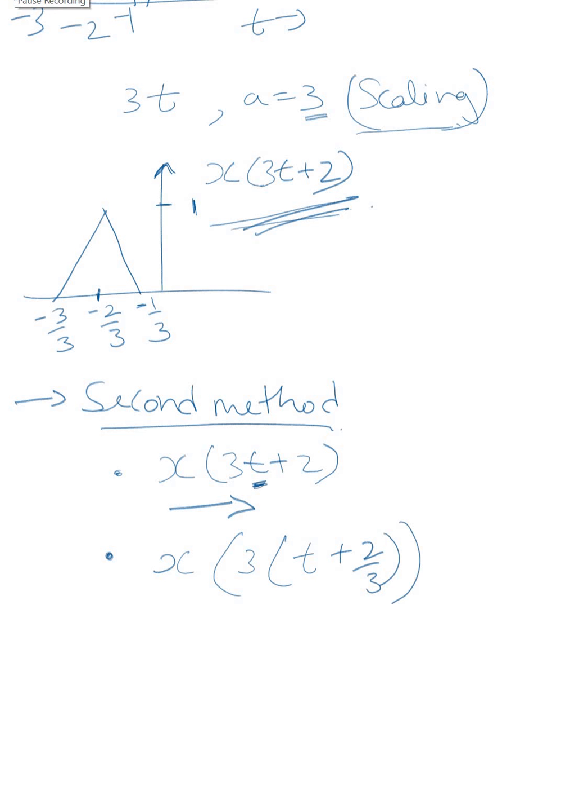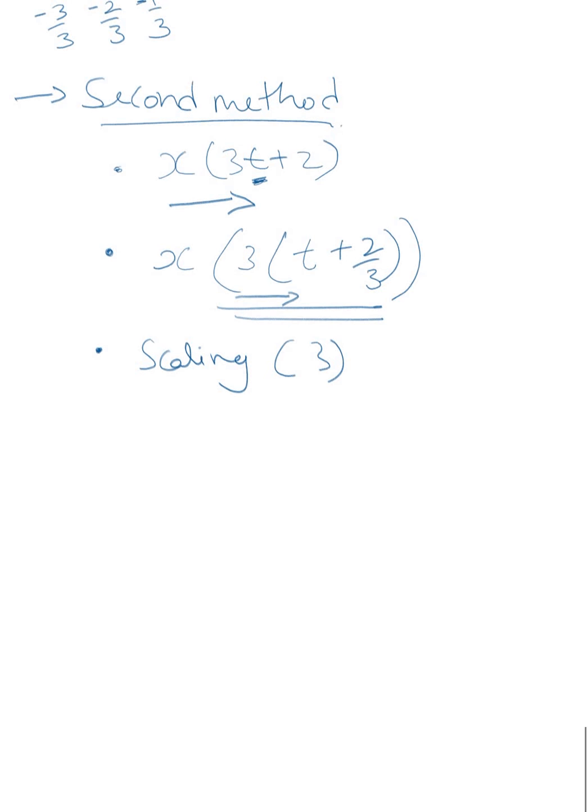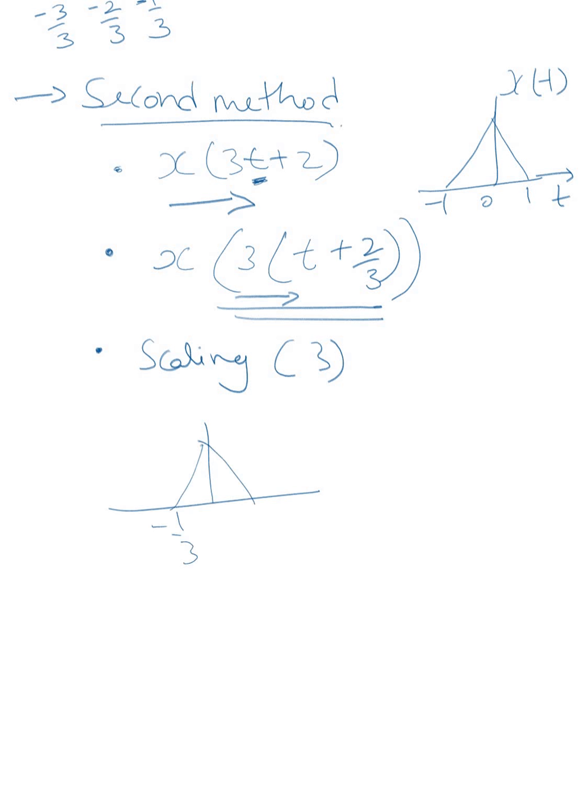After doing this simplification, we can implement the transformations one by one. Now we can move from left to right. The first operation that we encounter is scaling. The scaling is by a factor of 3. So if the original signal, we take the same signal x of t, which spans from -1 to 1, scaling by 3 will result into compression of signal. That means -1 by 3 to 1 by 3.